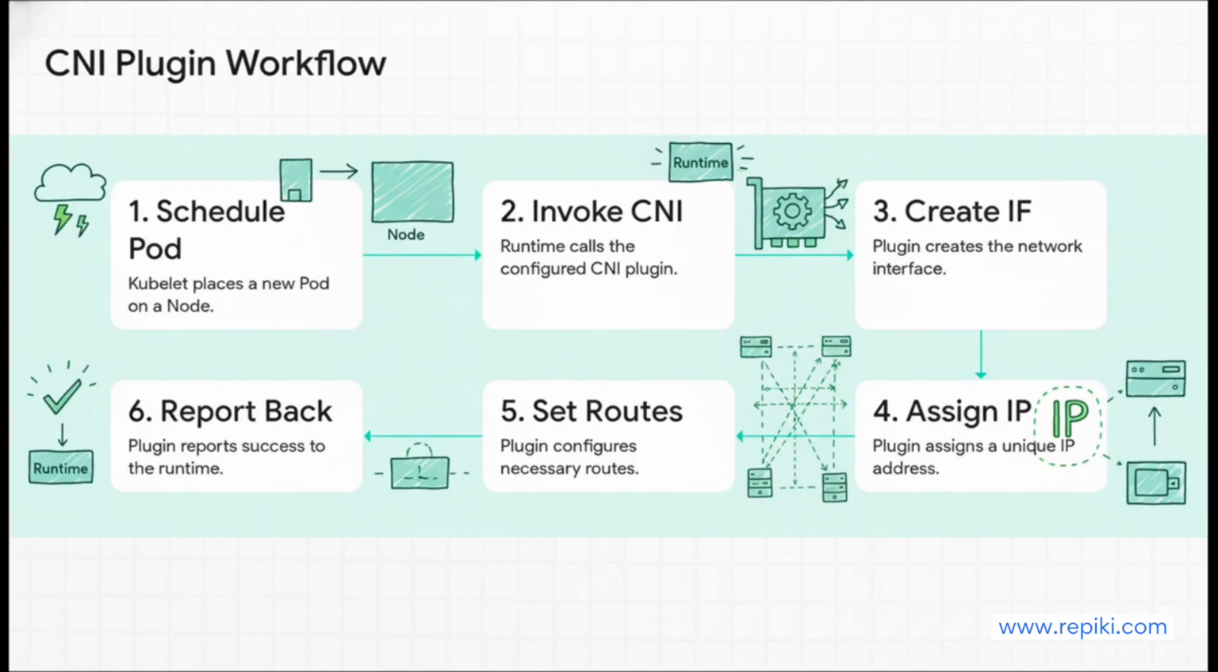And the whole process is really straightforward. When a new pod is ready to start, the system makes a call to whatever CNI plugin you've chosen. That plugin then does all the heavy lifting. It creates the virtual network card for the pod, it assigns that super important IP address, and it sets up all the routes so it can talk to the rest of the cluster.